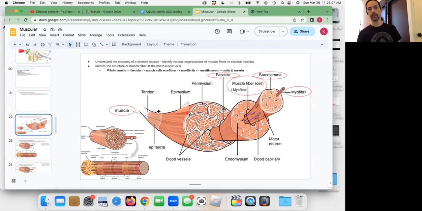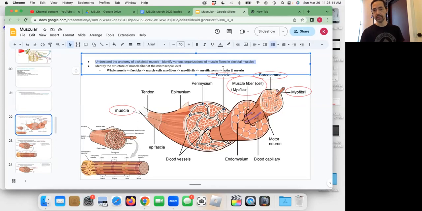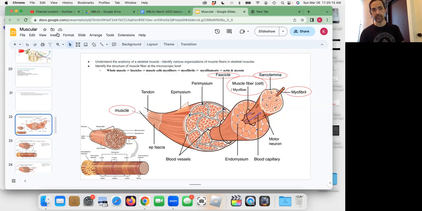Now let's start there. One of your learning objectives or study goals is... this looks like it may be a little small. One second.